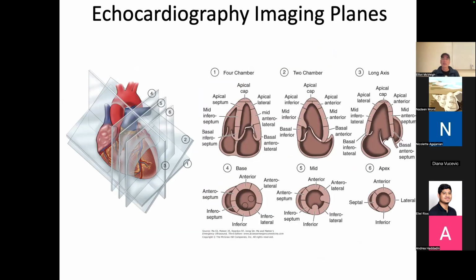You should know these labels, okay? It looks like a lot of words, but it's actually not. There's only sort of 4 basic words. You have the apex, the mid, and the base. So that's one axis, right? And then around the heart, you have anterior, anterior lateral over here, inferior, which is the bottom. The patient's back is down here, and then the septum over here, but the anterior and inferior septum.